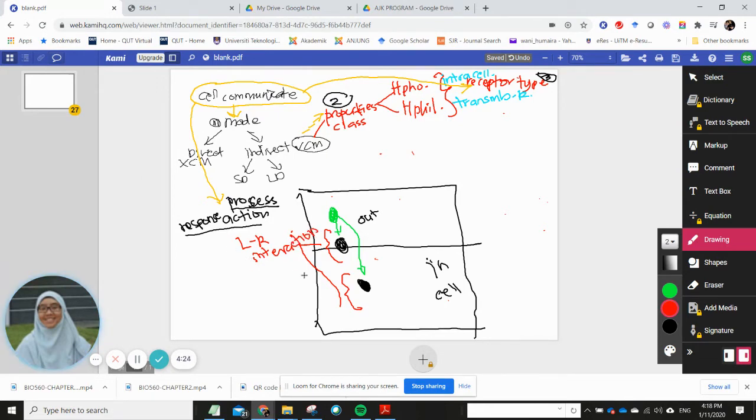Next, we'll go to what happened after. This is the first one. Next, what happened after the binding is conformational change.